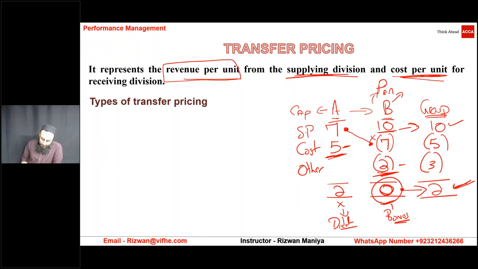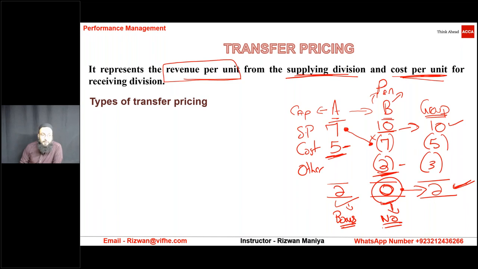Now the group asked the same question. Division B, how much did you earn? Division B said nothing, 0. Division A, how much did you earn? Division A said, I earned a profit of 2, with full motivation and energy. Okay. So now the group gave the bonus to which division? The one who achieved profit. So the bonus was given to A, with no bonus given to B.